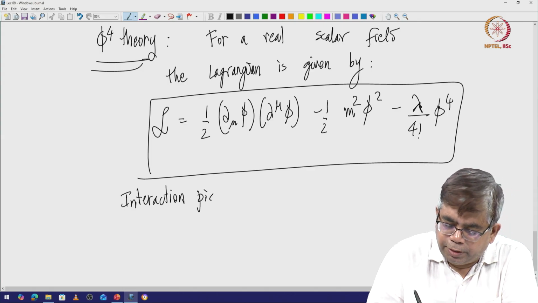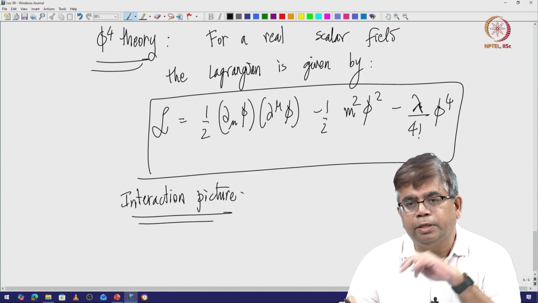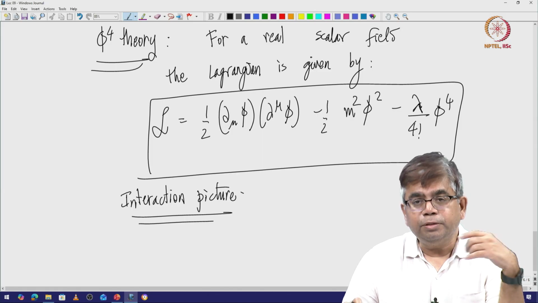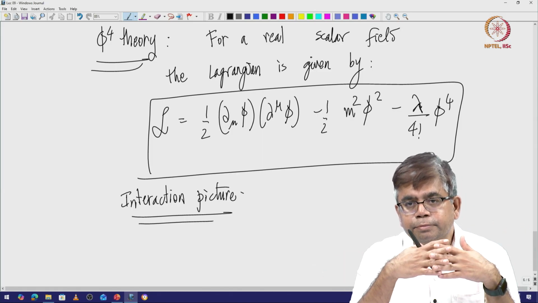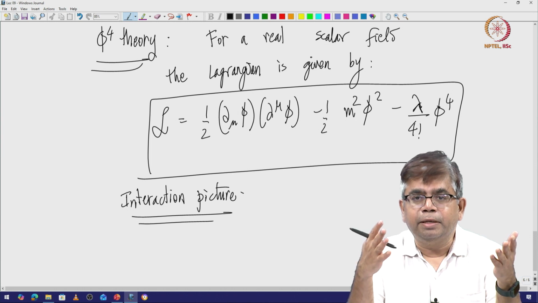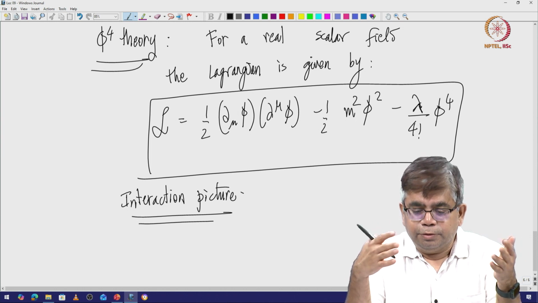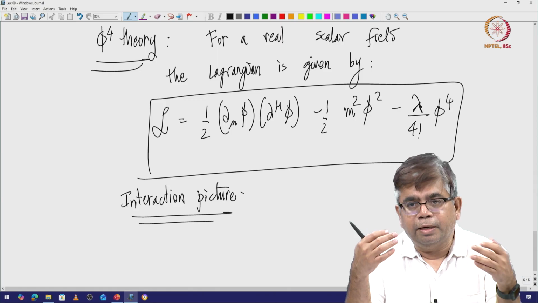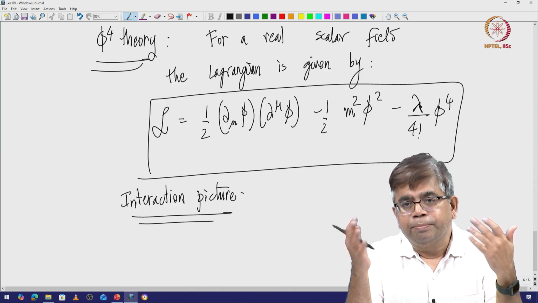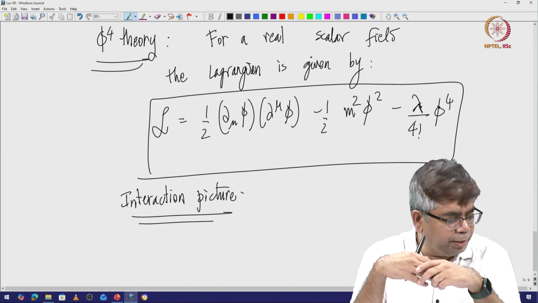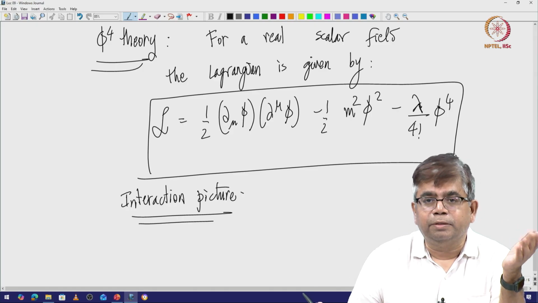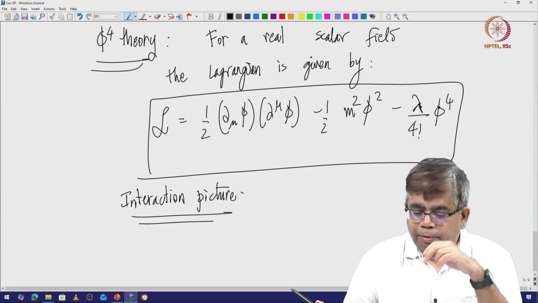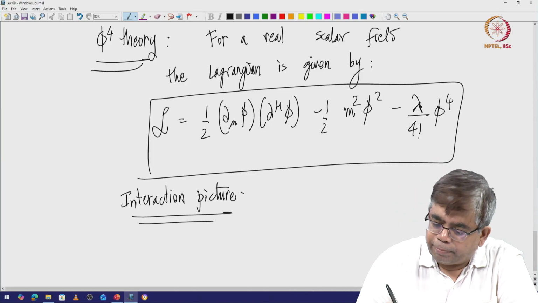The first thing we notice is that in phi-4 theory, because of the interactions, the particles can interact with each other. So the particle number is no longer conserved. If you write the Hamiltonian and look at whether it commutes with the number operator, you see that the number operator is not conserved essentially.